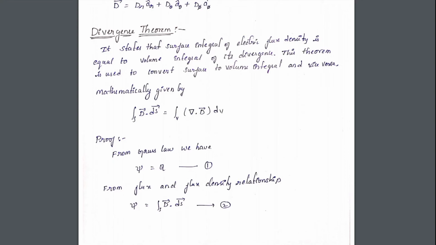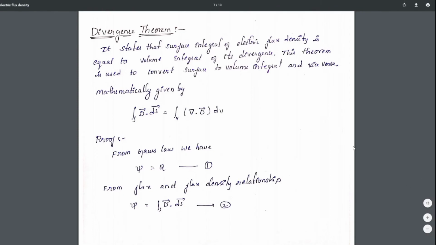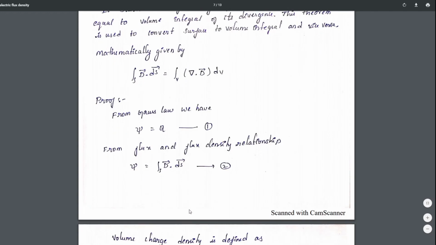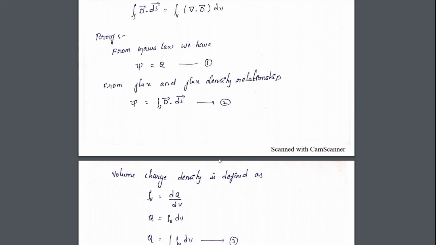Once again, in order to derive this theorem, we are using Gauss law. It is a simple equation. What is Gauss law? Flux and charge are equal. So you write that psi is equal to Q. And you know the flux and flux density relationship: psi is equal to the surface integral of D dot dS.